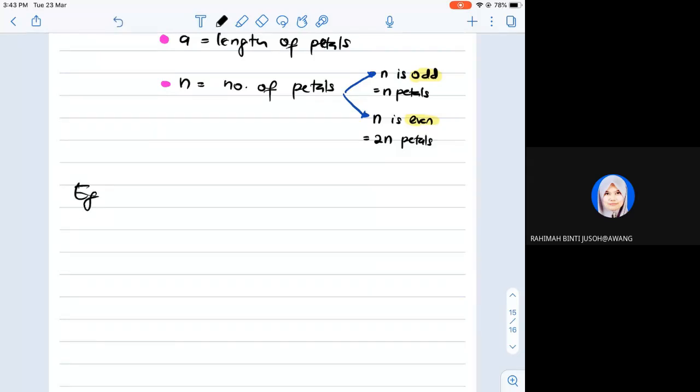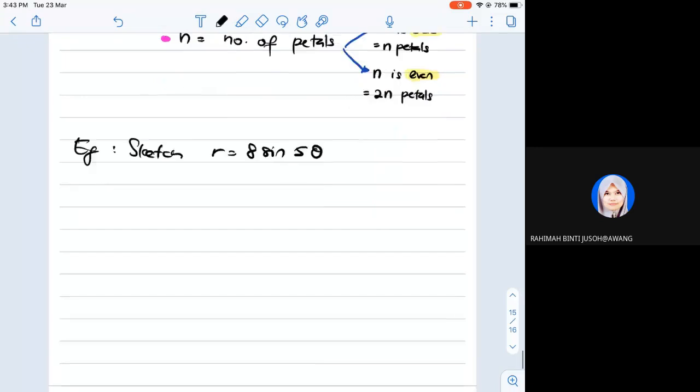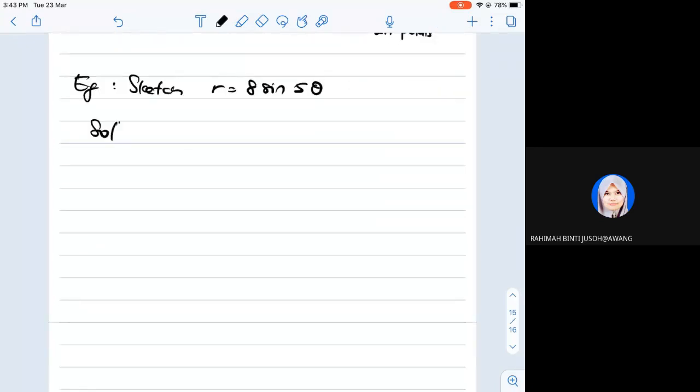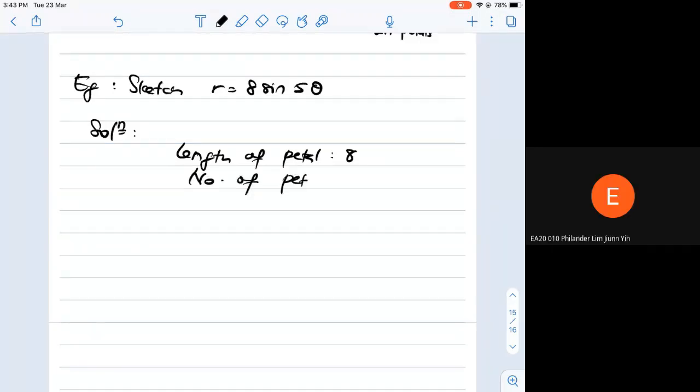Okay, now saya bagi example cara yang mudah untuk kita tahu position setiap kelopak tu. Example 1. Sketch R equals to, let's say, 8 sin 5 theta. Solution. Length of petal is what? 8. Okay, so now what is the number of petals? 5. Okay, very good. 5 petals.